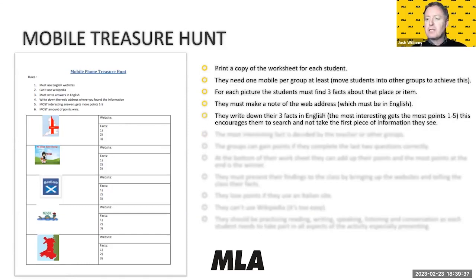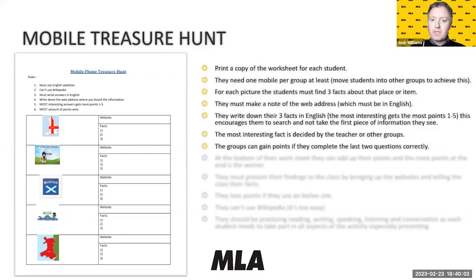It also, this point, the 1 to 5 point, getting more points for interesting information, encourages them to search and not take the first information they see. You know, a lot of people, if you go to Google, the most general information is at the top. Okay, so if you go to Wikipedia or even Google. The most interesting fact is decided by the teacher, or you could even put it to a group and get them to vote on other people's.